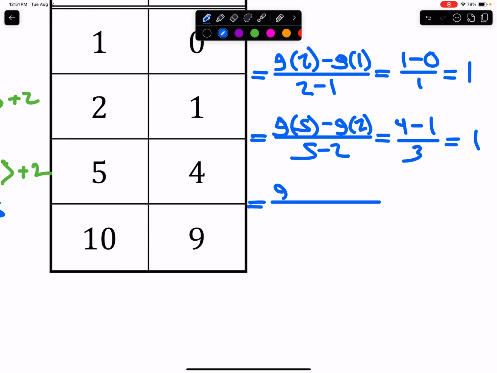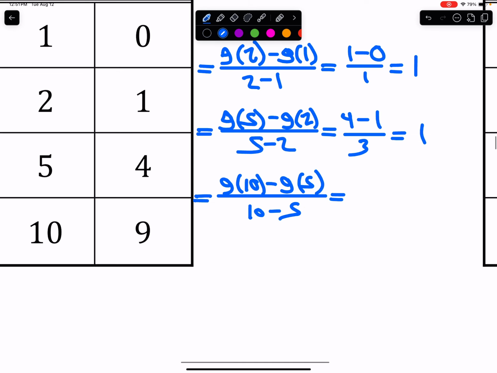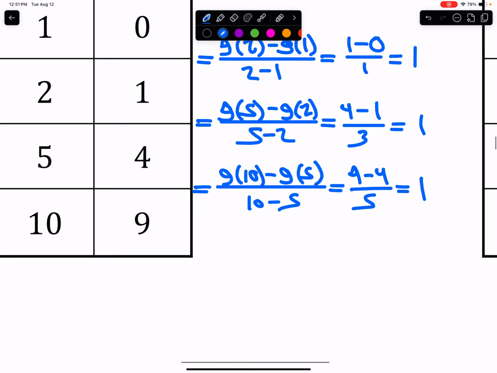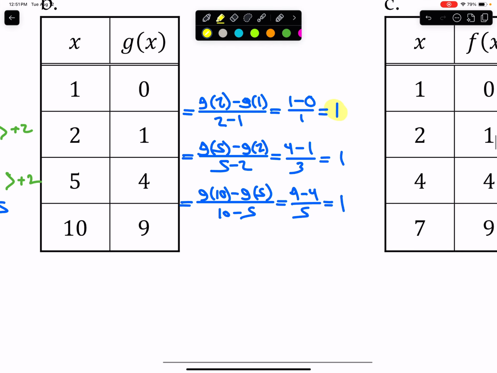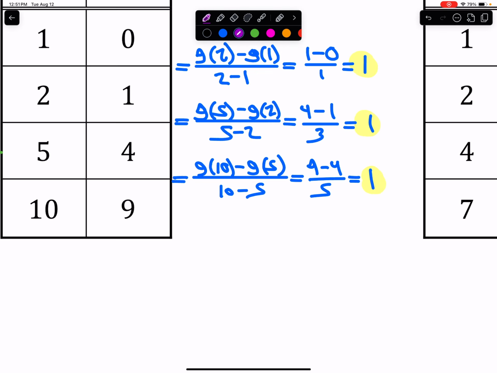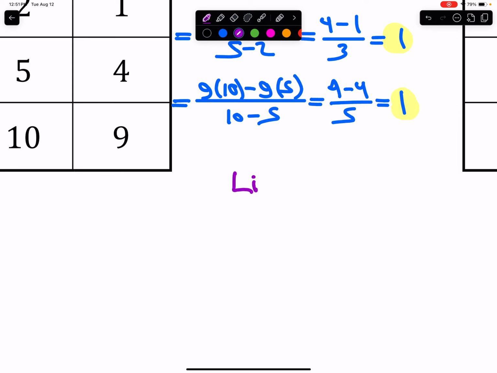So I'm going to do g of 10 minus g of 5, and that's going to be over 10 minus 5. So 9 minus 4 over 5, which is 5 over 5, which is 1. So because all of the average rates of change are the same, 1, 1, 1, it's 1 throughout, that tells me it's going to be linear.